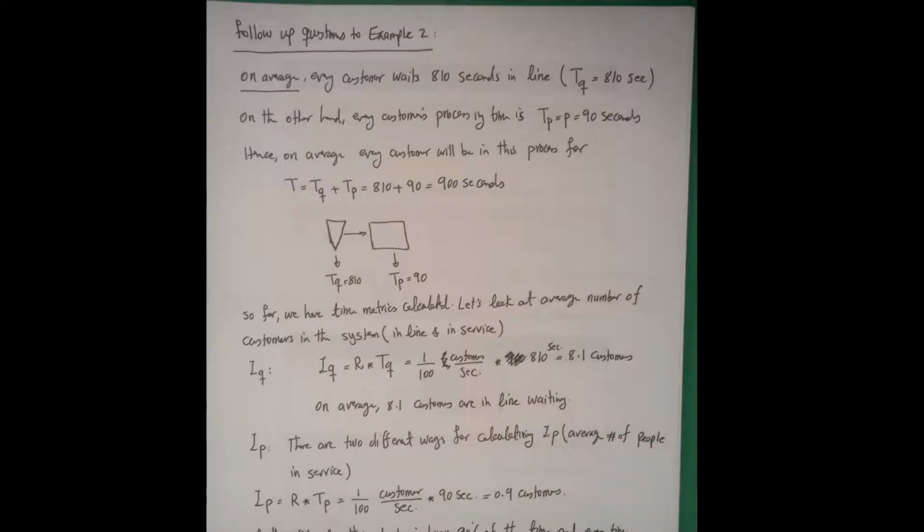So on average, 8.1 customers will wait in the line of this system, right there. All right, 8.1 customers. Next question is, on average, how many customers are being processed or are being served at any point in time? Well, there are two ways of calculating that. One is based on a formula, the other one is a little bit more intuitive. Let's look at the formula first.